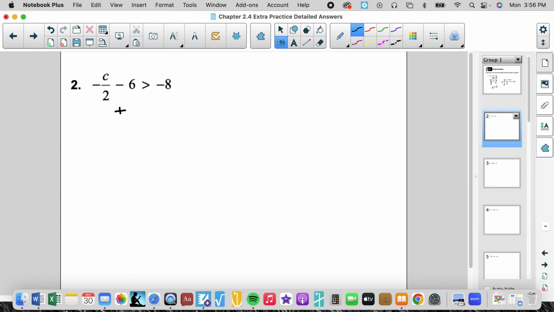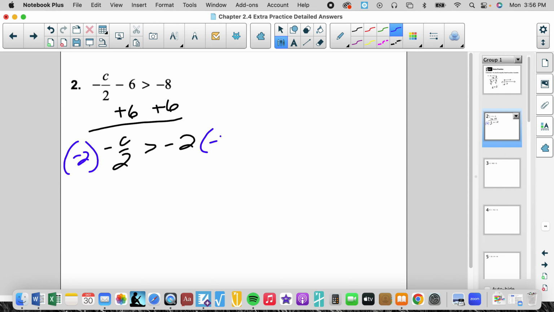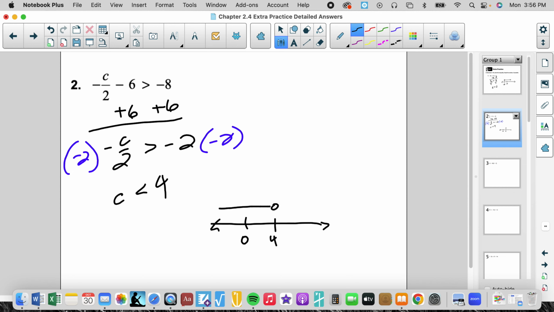This time we're going to get rid of addition and subtraction first. We get -c/2 is greater than -2. We're going to multiply both sides by -2. It's being divided by 2, plus we get rid of the negative in this step also. This is c. This time we are going to flip the inequality sign, and we get c is less than 4. We'll graph that. 0, 4, open circle going to the left.